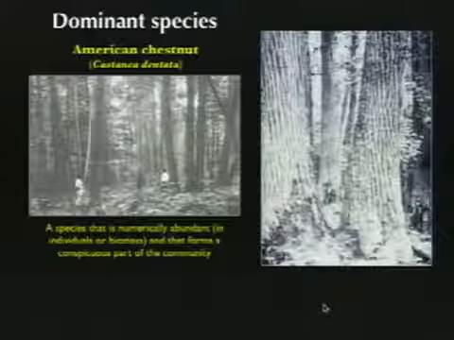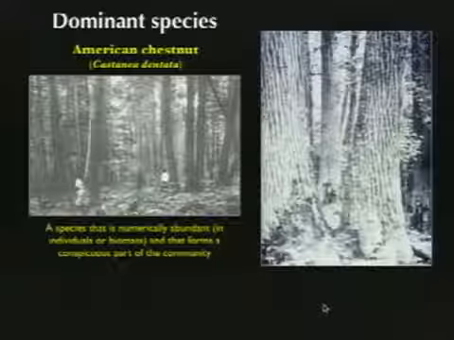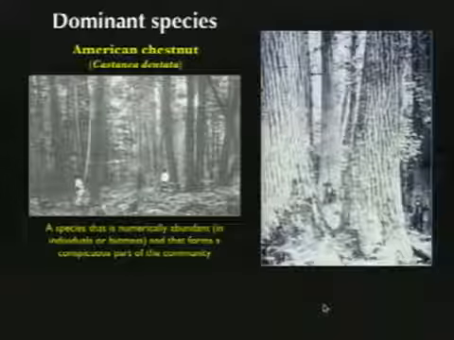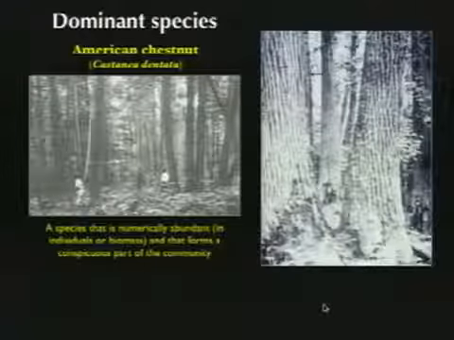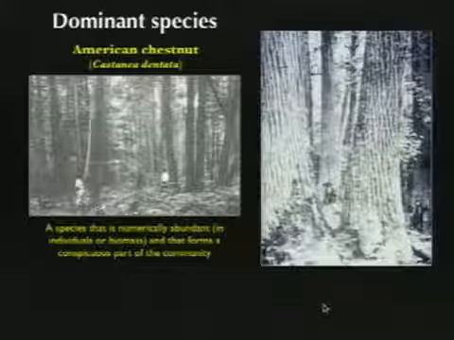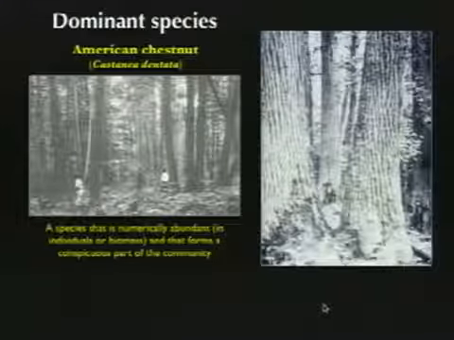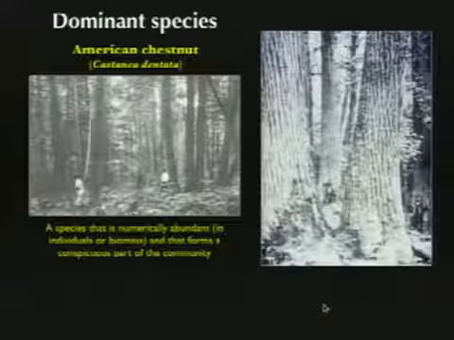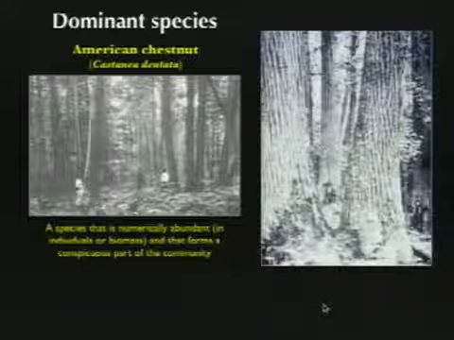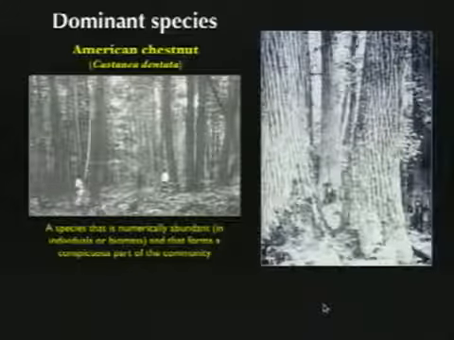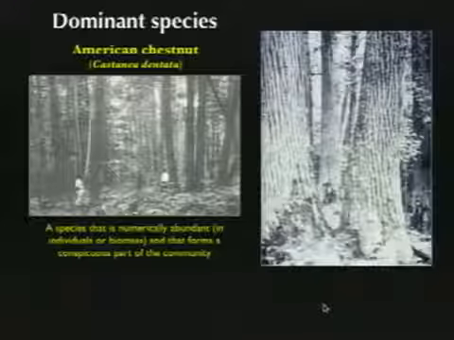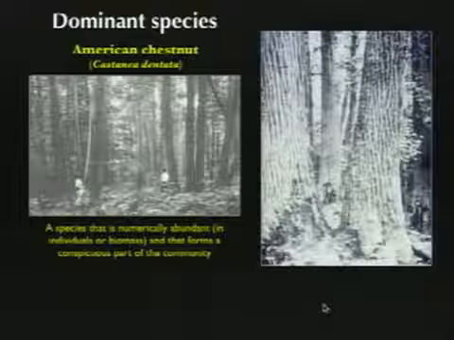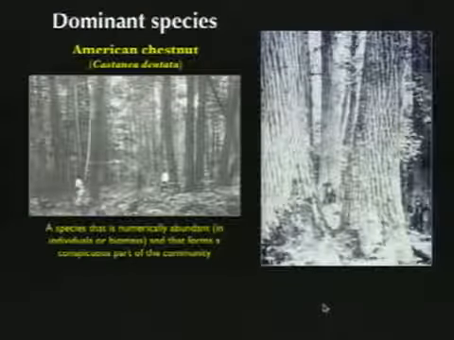A dominant species is just a species that is numerically abundant in a community in terms of either total number of individuals or biomass. Biomass is just what it sounds like. It's the mass, the weight of a bunch of organisms. Usually in a study, you dry them out. If you're interested in the biomass of a plant, you take all the moisture out, you dry it out, and then you weigh it. And that gives you the biomass of that plant.